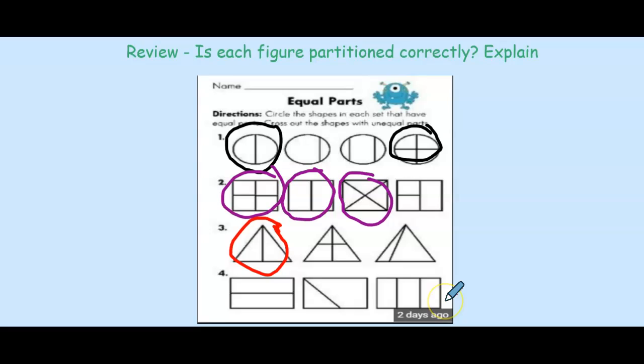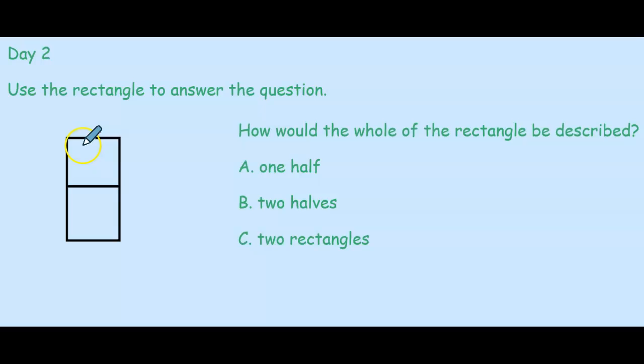Now let's look at number 4. Can you point to the shapes that are partitioned correctly? You got it. It's the first and the last shape. Very good, because each of these shapes have equal sized parts, but the rectangle in the middle does not. Great job, boys and girls.